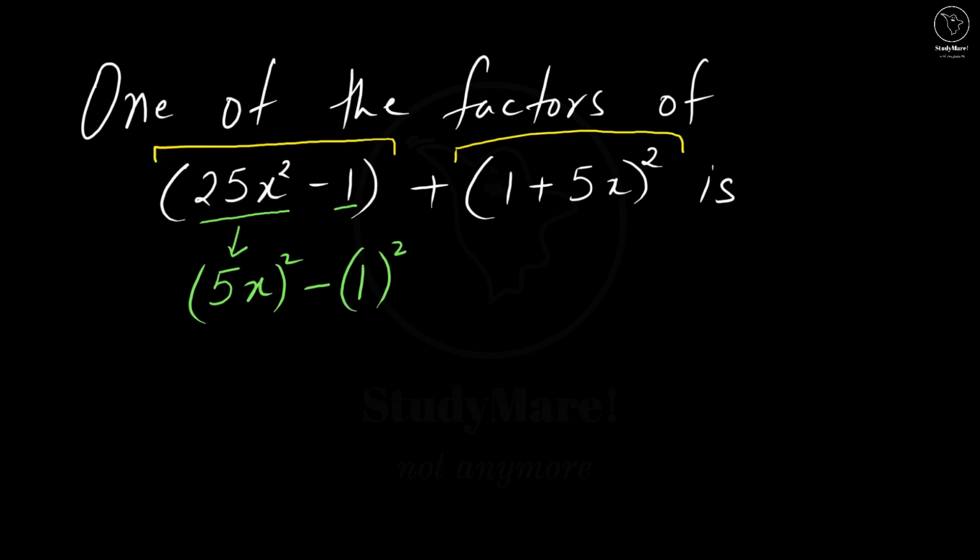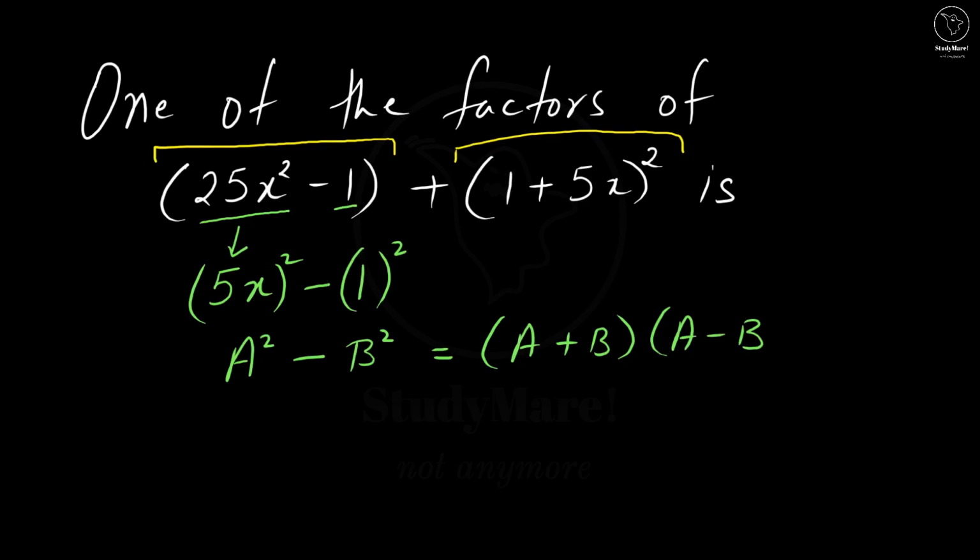So this looks like a² − b², the expansion of which is (a + b)(a − b). Here a is 5x and b is 1, which means if we expand this, we will get (5x + 1)(5x − 1). You see, we got the first trigger point. Now we can move ahead. Let's do it.